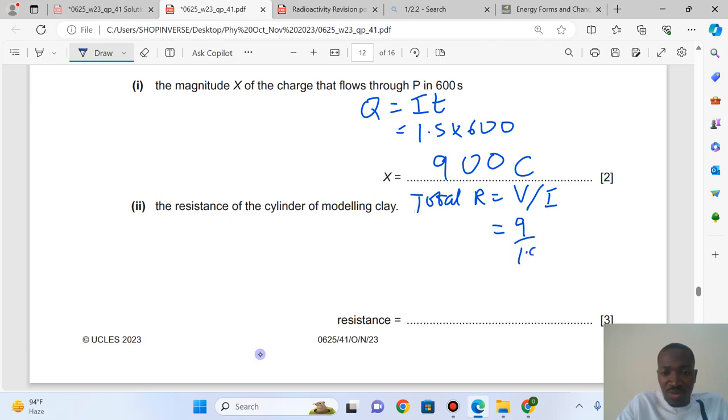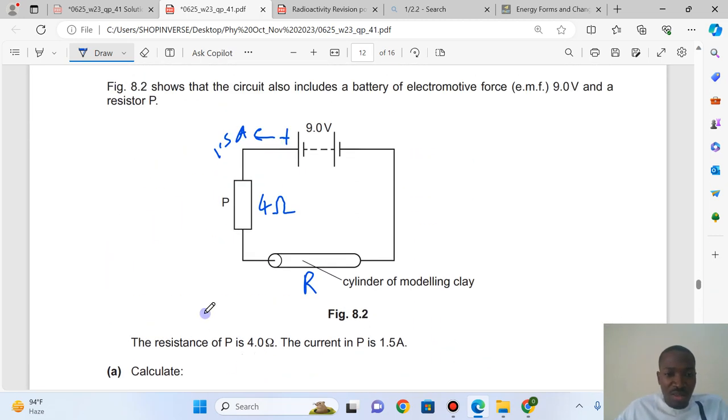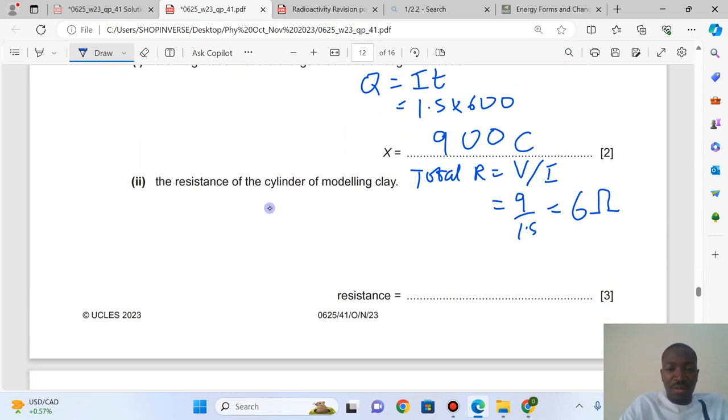Current flowing in the circuit is 1.5. 9 divided by 1.5, we have 6 ohms. That's the total resistance. Now, take note that P and R are resistors in series. The total resistance is the sum of resistance P plus resistance R. So if the total resistance is 6, the resistance of P is 4 plus R. How do you get R? R will be 2 ohms automatically.